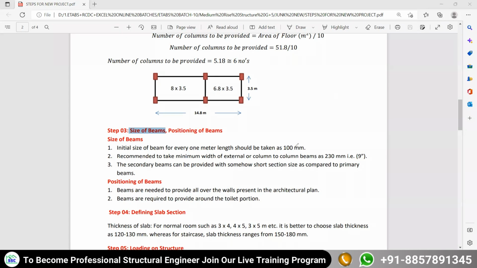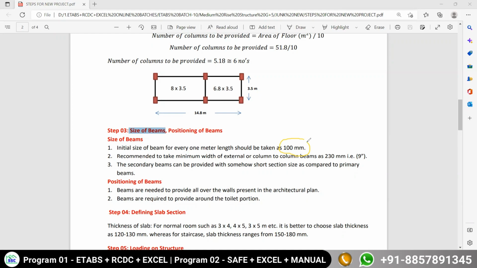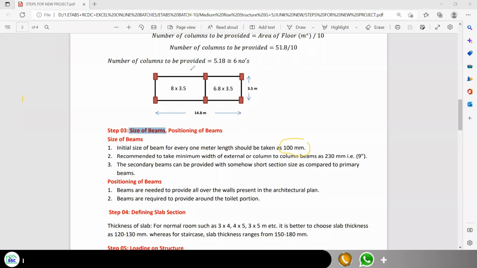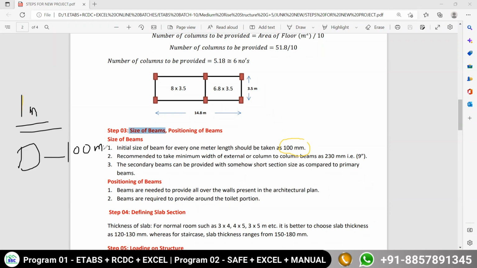100 mm. Just what? It is a thumb rule or recommendation from expert experience. It is a judgmental value, a judgmental approach. So for every 1 meter span of the beam, you have to consider the depth as 100 mm. So about the depth, now it is clear.